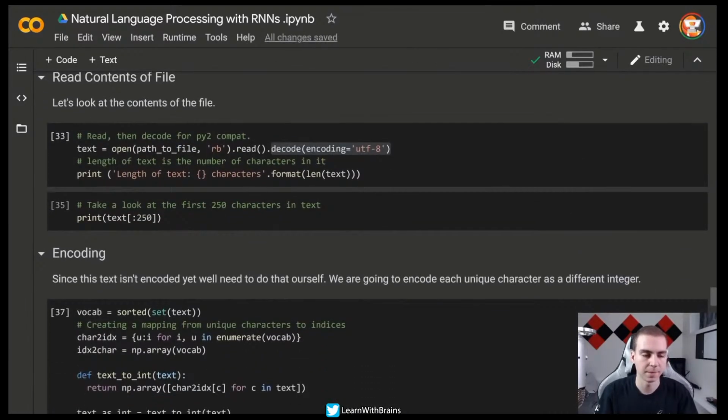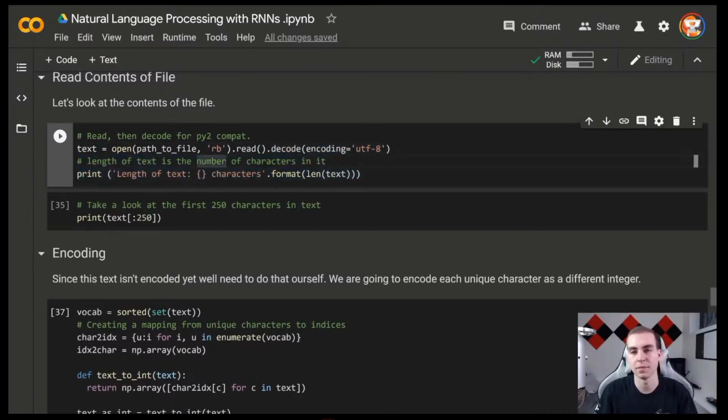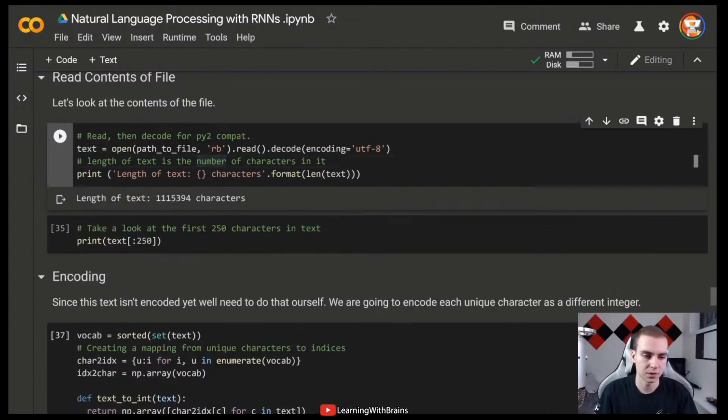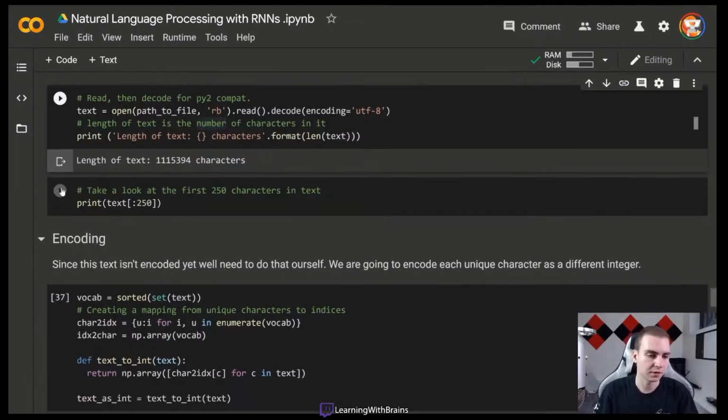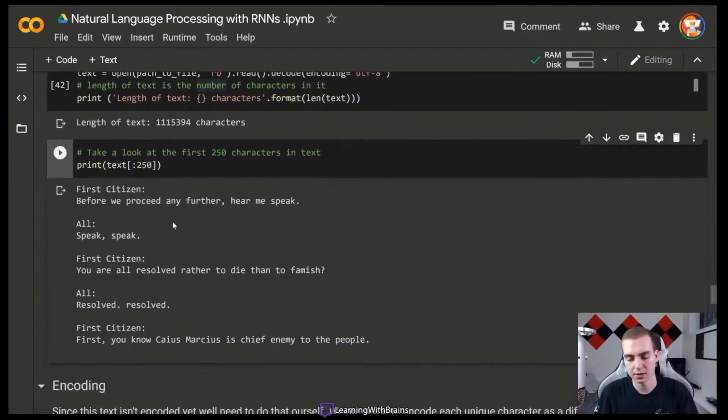Now, after we do that, what we want to do is actually open this file. So remember, that was just saving the path to it. So we'll open that file in RB mode, which is read bytes mode, I believe. And then we're going to say .read. So we're going to read that in as an entire string. We're going to decode that into UTF-8 format, and then we're just printing the length of the text or the amount of characters in the text. So if we do that, we can see the length of the text is 1.1 million characters approximately. And then we can have a look at the first 250 characters by doing this.